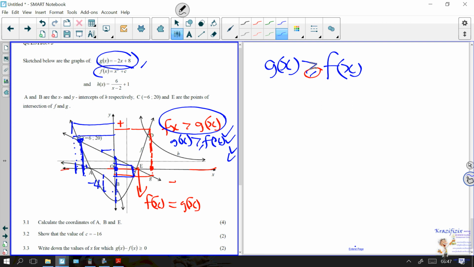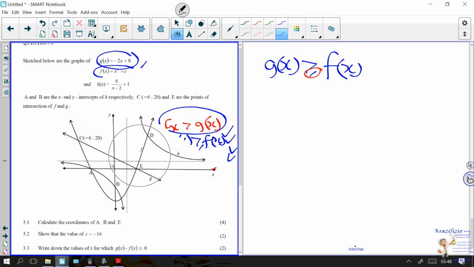So what are my values? My values that satisfy this condition lie between negative 6 and 4. Negative 6 and 4. Let's clean that again, just for clarity now. Between negative 6 and 4, my g of x will always be higher than my f of x.